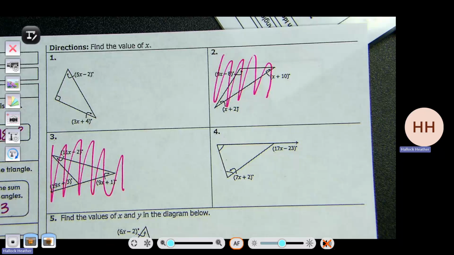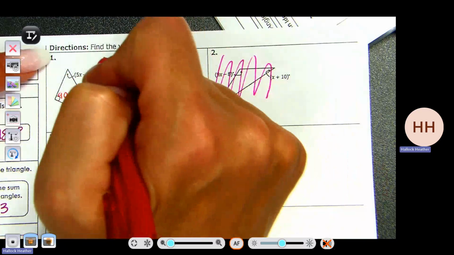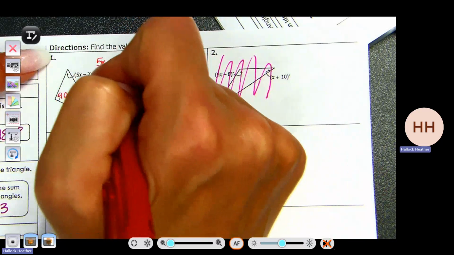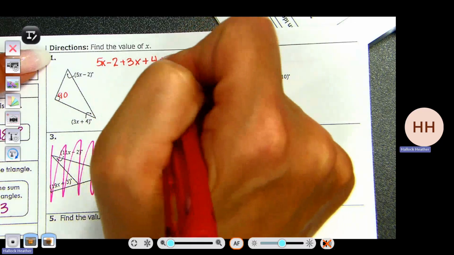So start with 1 and 2. So, 1 is 1 and 4, my bad. So 1 is a triangle. You are adding to make 180. How much is the square? 90. So don't forget to include your 90 in your equation. You're adding all the angles to make 180.